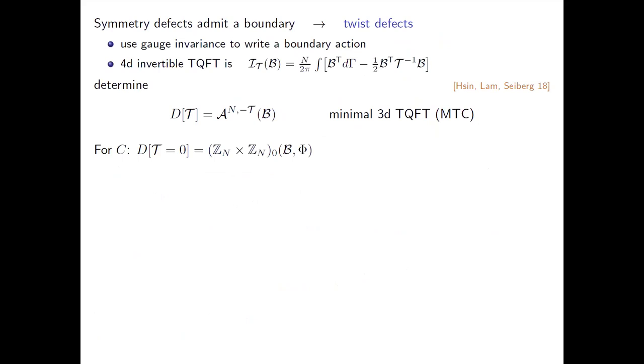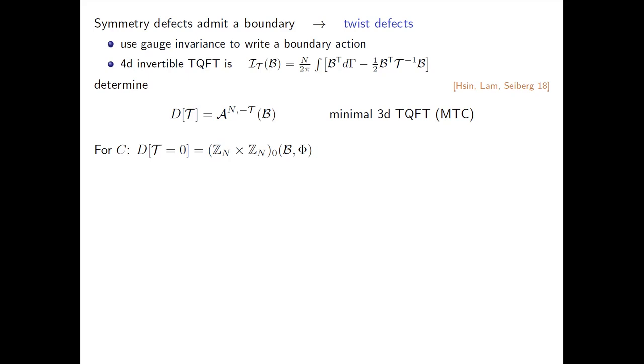Okay, so now we have these twist defects. And it turns out that these twist defects admit boundaries. So there are three-dimensional boundaries for these defects. And one would like to know what is the theory that lives on this boundary. One way is to use the Lagrangian that I presented before, or perhaps more simply, you can say, since the four-dimensional TQFT was invertible, was an SPT phase, then the theory that lives on the boundary should be a theory that has the anomaly that cancels the anomalies of this anomaly inflow action. So this is the thing that I said before, right? This is the B, T inverse, B. And it turns out that this is a theory which these people call the minimal 3D TQFT or modular tensor category. This is a minimal theory that realizes the anomaly given by this matrix T.